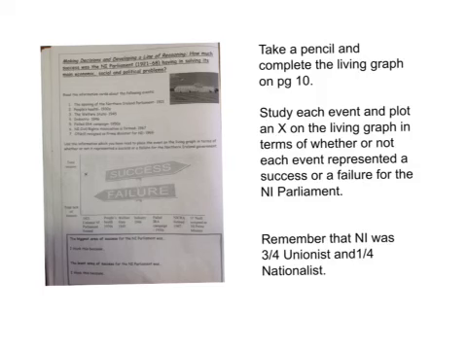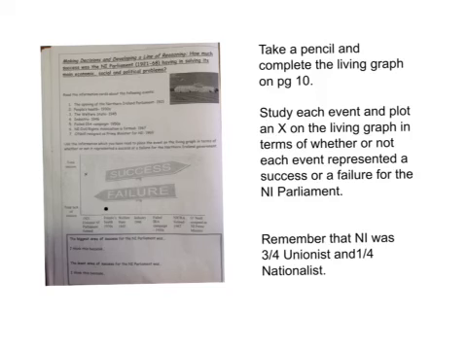The next event on your living graph deals with people's health during the 1930s. If you flick back to page 9, you will see that it says during the 1930s there was a low standard of public health. Therefore, on your graph you should place the plot towards the bottom as a lack of success for the Northern Ireland Parliament, like so.